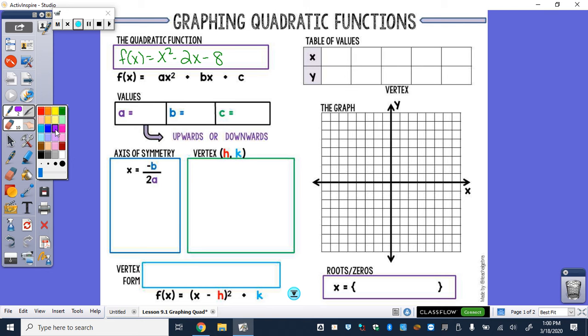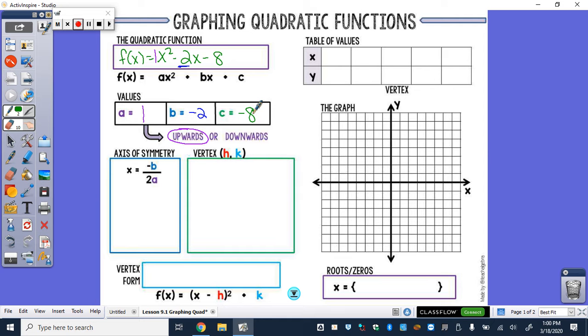So the a is a 1, because that is the coefficient in front of your x squared. Because it's positive, that means that this parabola is going to open upwards. Our b value is a negative 2, and then our c is a negative 8. So that is used for various things throughout the whole graphing process.